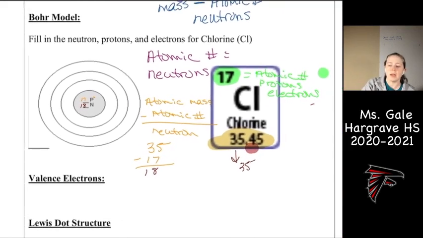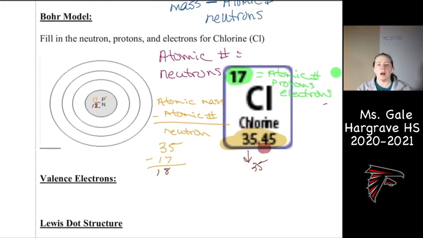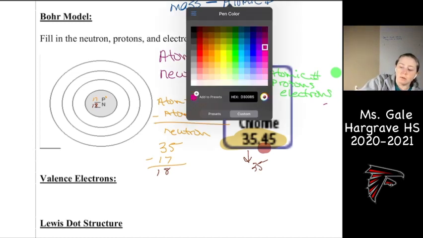Since we are talking about a non-charged, or what we call a neutral atom, we have the same number of positive protons as we do negative angry electrons. So how many electrons do we have? 17. If you guessed 17, you are right on the money and you are awesome.